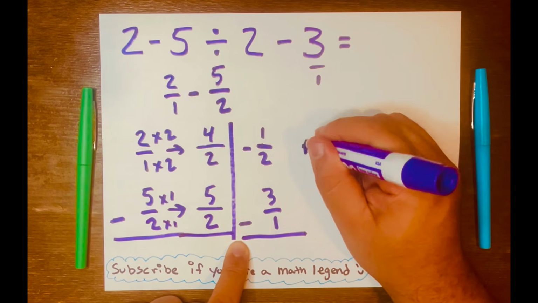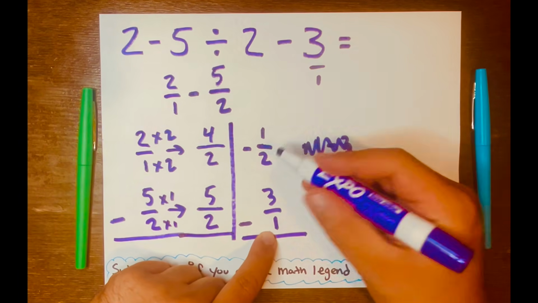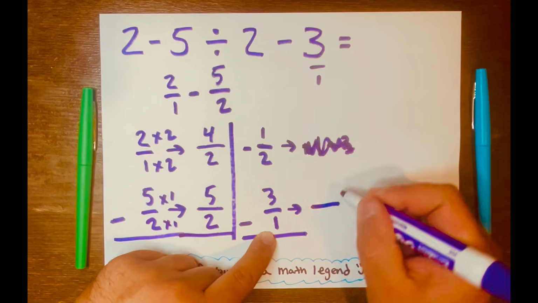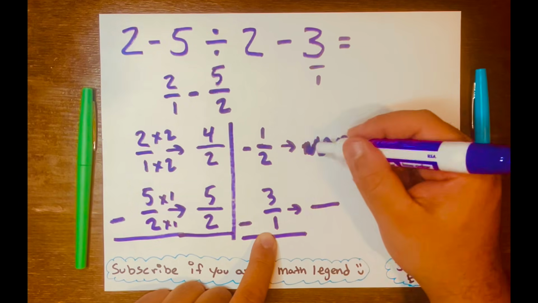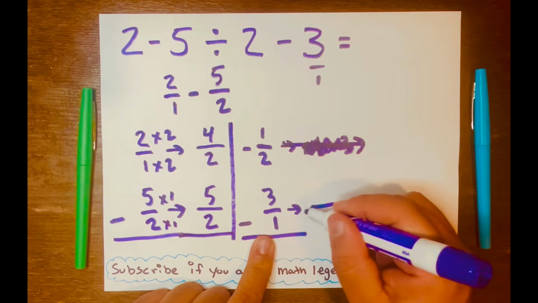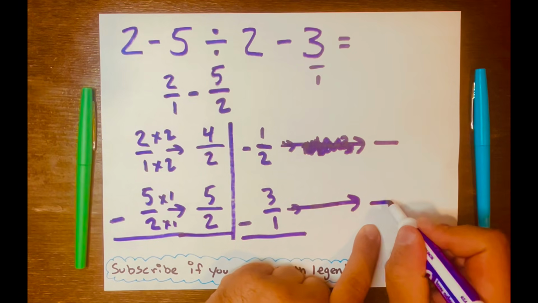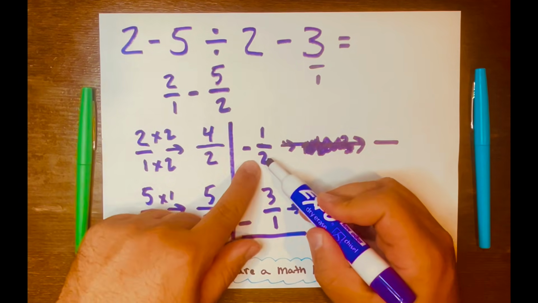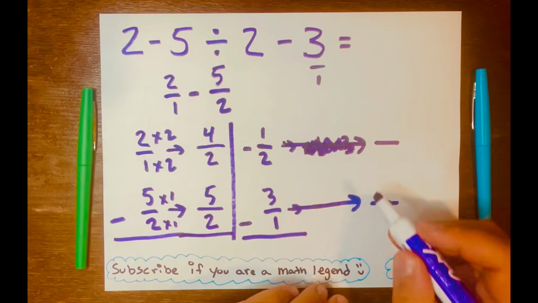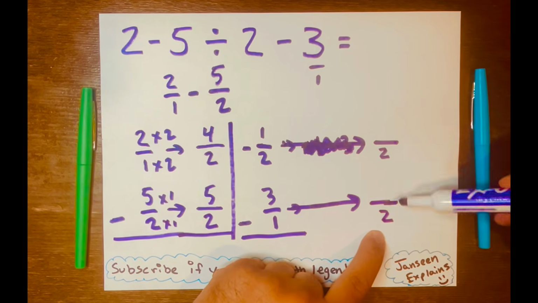Oops, there's a mistake. I didn't make the equivalent fractions. The denominators are different, so we cannot subtract until we get the equivalence. Let me just make these equivalent fractions here. There we go. So we need to figure out the multiples of 2 and 1, and we know it's 2 because we did it here, 1 and 2. So the equivalent fractions will have 2 as the denominators.